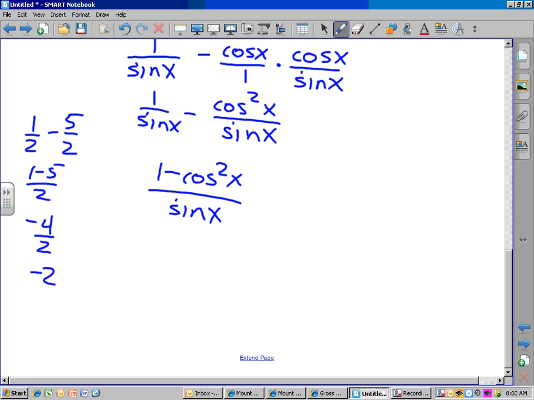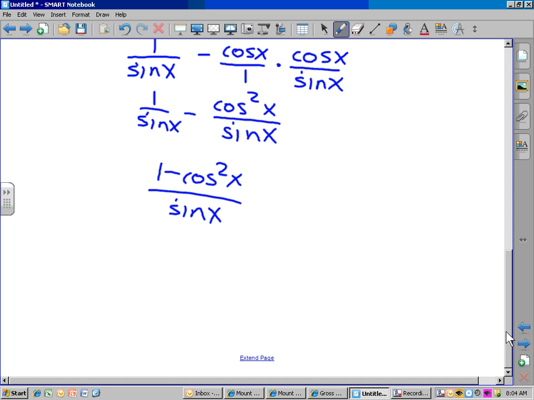Or if we were adding them, 1 plus 5, which is 6 halves, or 3. Either way, that's the process, right? The 2 doesn't disappear. We just write it once. All right, so let's get back to the problem. We got to finish this.